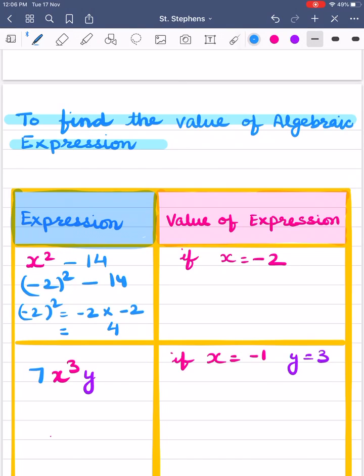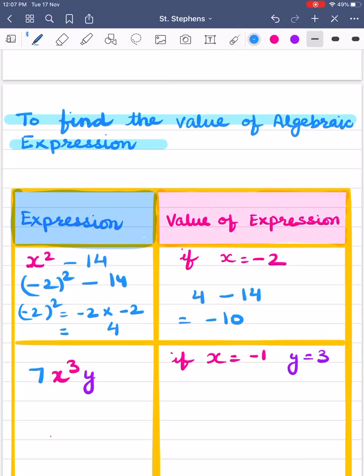Now here minus sign occurs 2 times. So children, remember, if minus sign occurs even number of times, we write plus sign in the answer. So we have +4. Now here we have (−2)² is 4. So we write here 4 − 14, which is equal to −10.